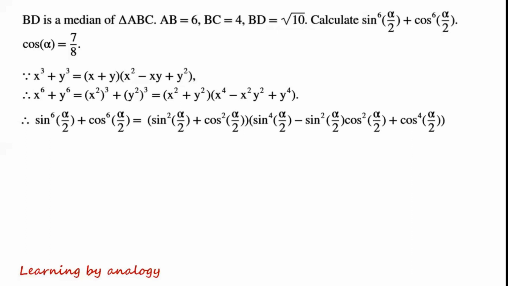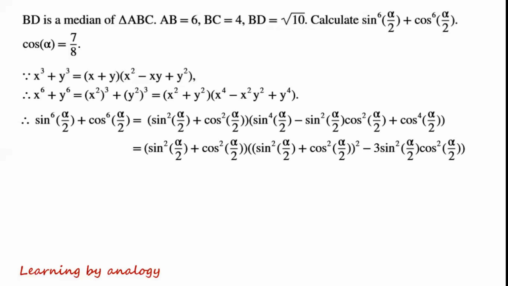So sine to the power of 6 alpha over 2 plus cosine to the power of 6 alpha over 2 equals sine squared alpha over 2 plus cosine squared alpha over 2 times sine to the power of 4 alpha over 2 minus sine squared alpha over 2 cosine squared alpha over 2 plus cosine to the power of 4 alpha over 2.